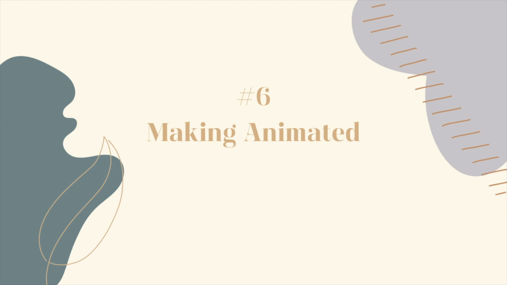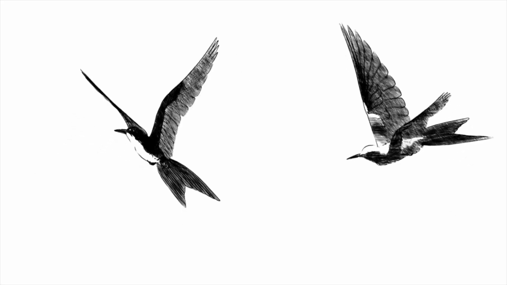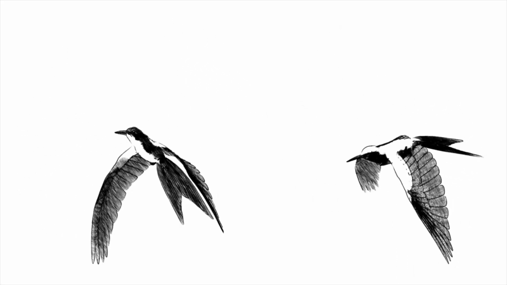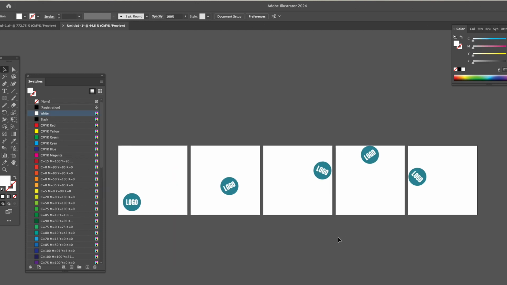Number 6, making animated GIFs. No matter how you pronounce it, GIFs, animated GIFs have become a popular and engaging way to convey ideas and messages with eye-catching graphics. Start with a static, non-moving design, then create your individual frames on separate artboards within the same document. Whether it's a bouncing logo or a rotating icon, plan out the sequence of movements that you want to achieve, frame by frame.